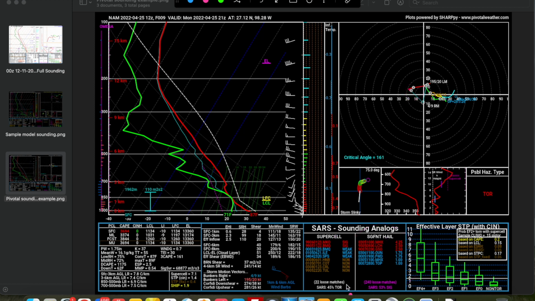But as far as tornadoes go, you can just tell that these matches are just not going to happen in this environment, based on what we see with the Skew-T and the hodograph and the other parameters here that we've talked about previously in the series.